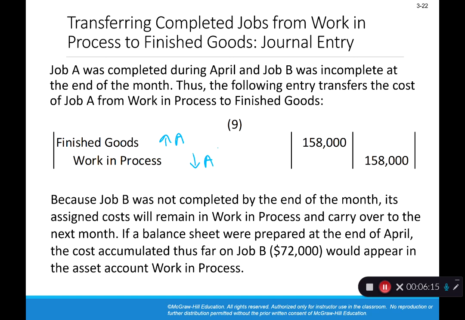it away. Because job B was not completed by the end of the month, its assigned costs remain in work in process. If the balance sheet were prepared at the end of April, the cost accumulated so far for job B, $72,000, would appear in the WIP account. So we need to know the direct materials, direct labor, and overhead related to job B. That would be the amount that would remain in work in process. Remember, all jobs are made up of those three fundamental costs: direct materials, direct labor, and manufacturing overhead applied.